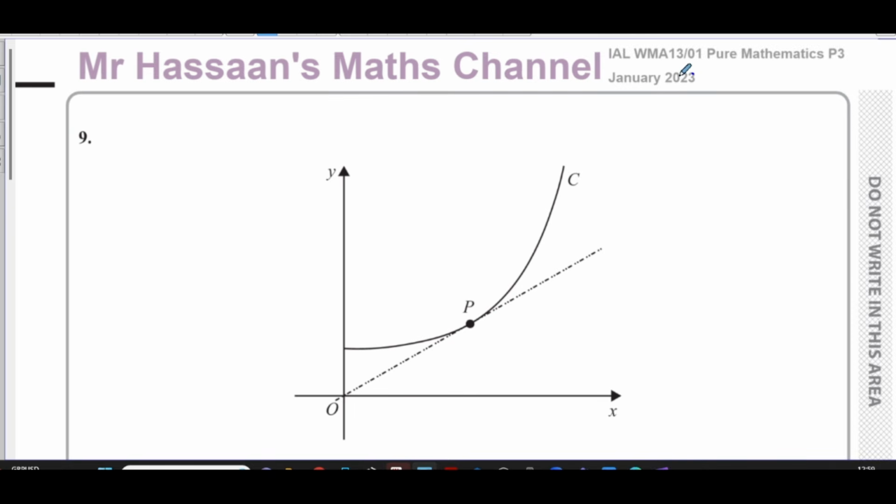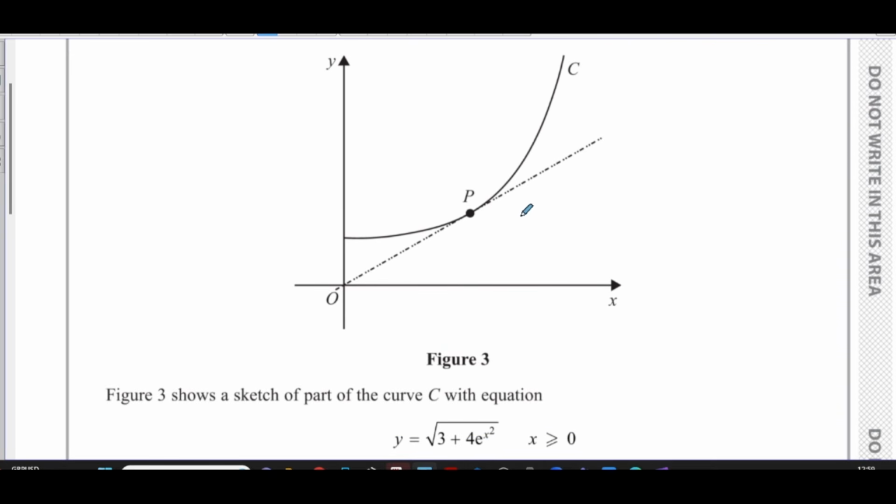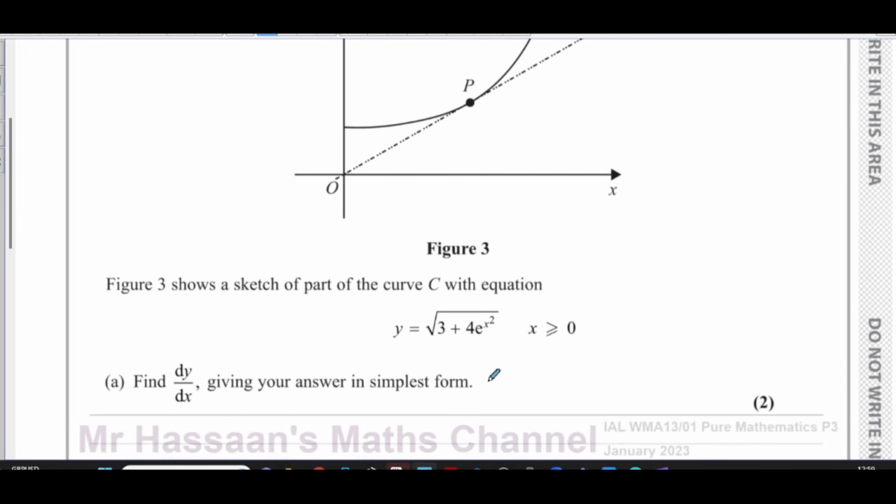I'm now going to answer question number 9 from the January 2023 International A-Level Edexcel Pure Mathematics P3 paper. This question is about this graph. Figure 3 shows a sketch of part of the curve C with the equation y equals the square root of 3 plus 4e to the power of x squared, where x is greater than or equal to 0. First of all, find dy/dx, giving your answer in simplest form.